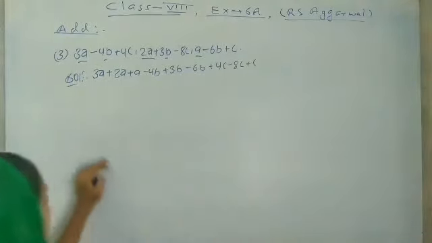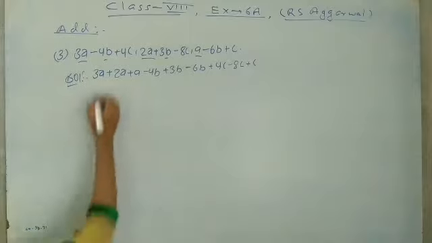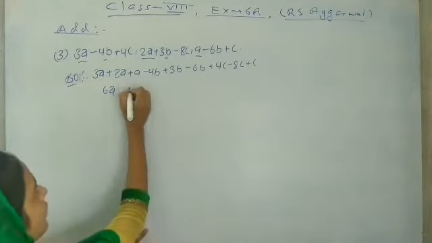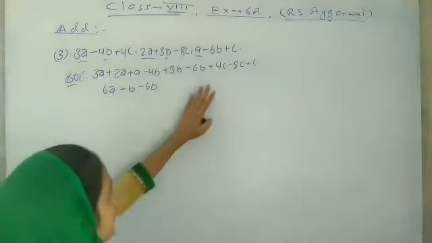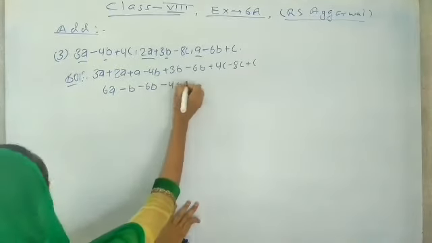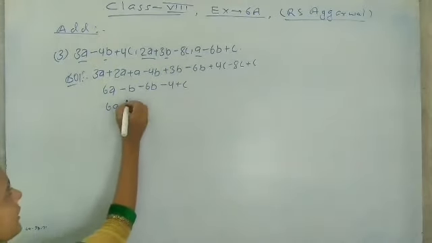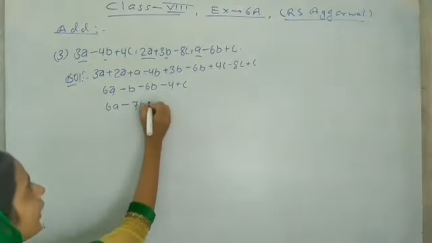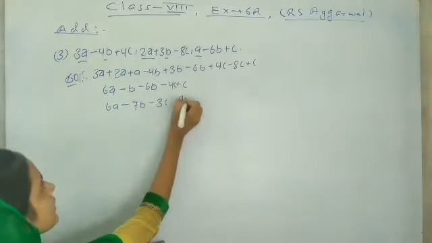and then plus c. So now we will add a. So 3 plus 2, 5, plus 6a. Minus, plus, minus. So here the minus sign is greater, so minus 6b. We have plus, minus, minus is minus 4c plus c. So here 6a, minus, minus, plus, and the sign of minus is greater, so minus 7b, and here minus, plus, minus, so minus 3c is the right answer.